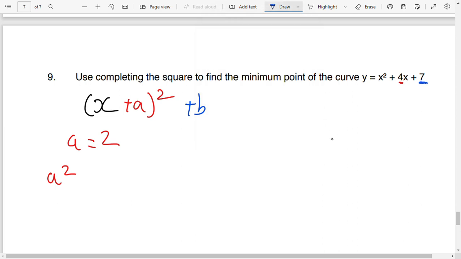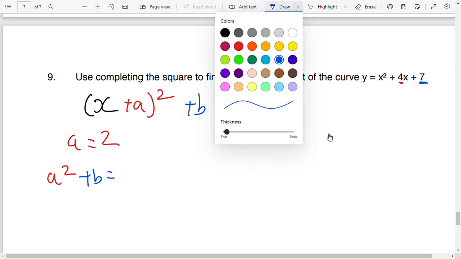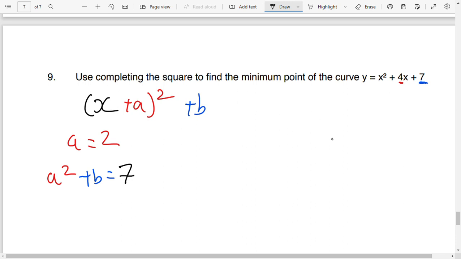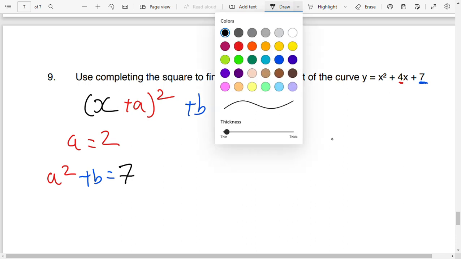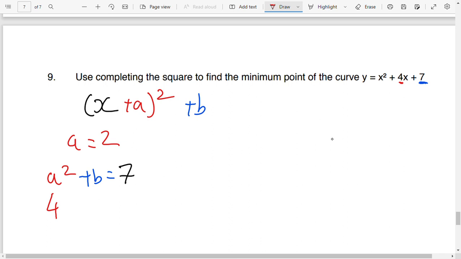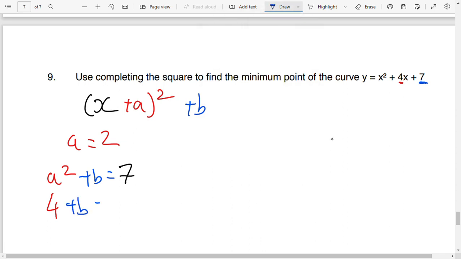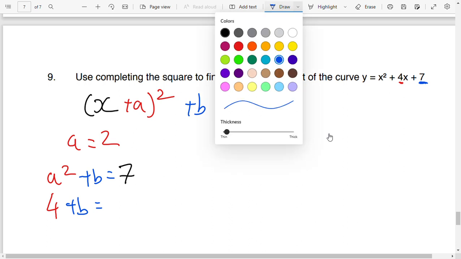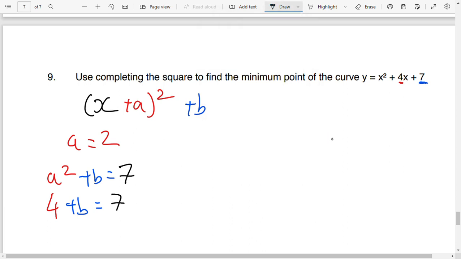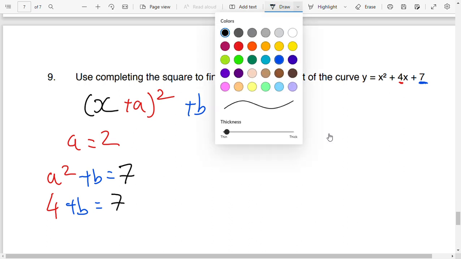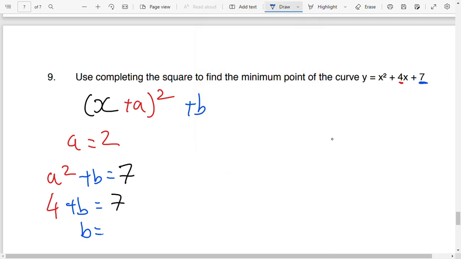So a squared plus b is going to equal 7. Okay, so we know a squared is going to be 4. 4 plus b is going to equal 7. So we know b is going to equal 3.